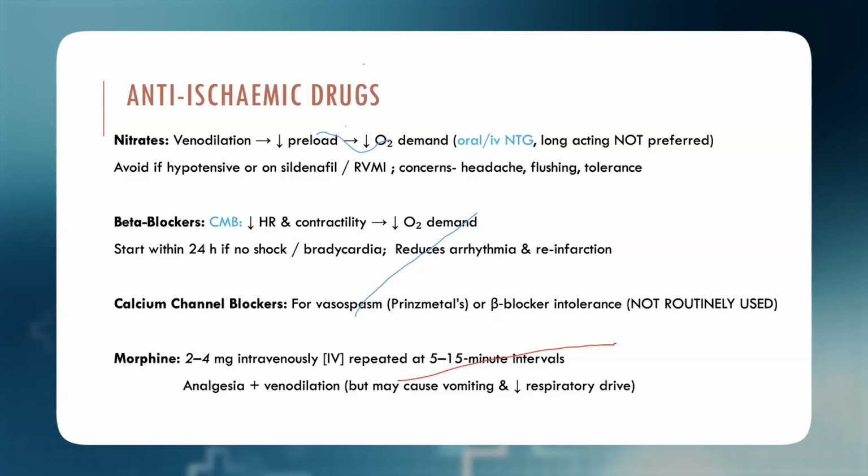Morphine is only for decreasing anxiety and decreasing pain. 2 to 4 milligram intravenously, repeated at 5 to 10 minute intervals. It gives analgesia and causes venodilatation. But in patients who are already, say, hypertensive, who are drowsy, who have severe respiratory distress, in those patients, we should not be giving morphine as it decreases the respiratory drive.